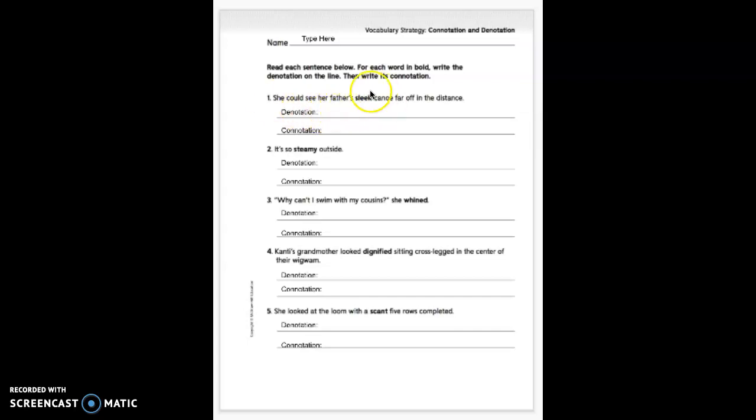"She could see her father's sleek canoe far off in the distance." Now remember, denotation has to do with the actual meaning of the word, so you need to use a dictionary. And for connotation, you're going to want to look at the context of the sentence to try to figure out the connotation. Now, all you need to do to write the denotation is click here and start typing. For denotation, you're going to click here and start typing your answer there. And it's the same thing for numbers 2 through 5. So you don't need to do anything other than click near denotation and connotation to put your answers in.